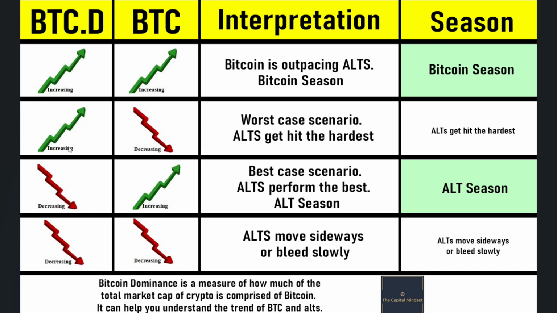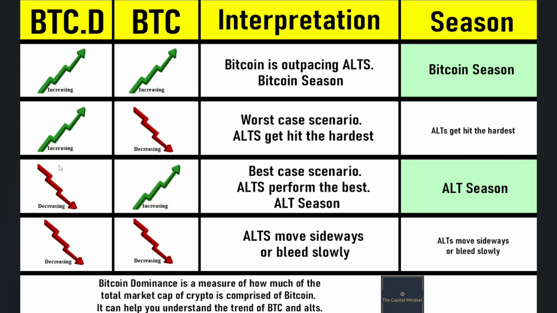Now, when Bitcoin dominance is increasing and Bitcoin is coming down, well, this is the worst case scenario. This is when the alts get hit the hardest. And if you think about it, again, referring to that pie chart, if Bitcoin dominance is going up and the price of Bitcoin is coming down, that means people are selling off their Bitcoin. When people start selling off their Bitcoin and you start seeing Bitcoin coming down, most people, fear sets in and they start selling their altcoins. And that's why the alts get hit the hardest.